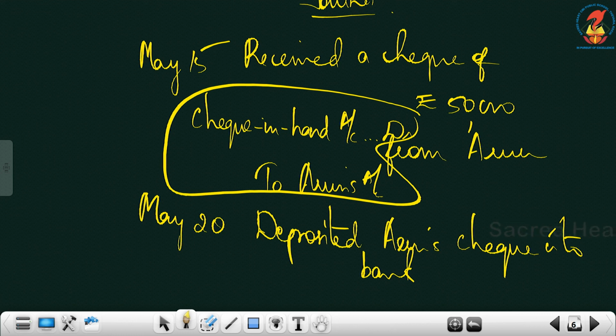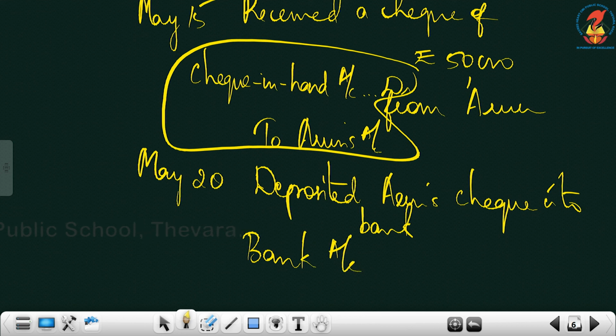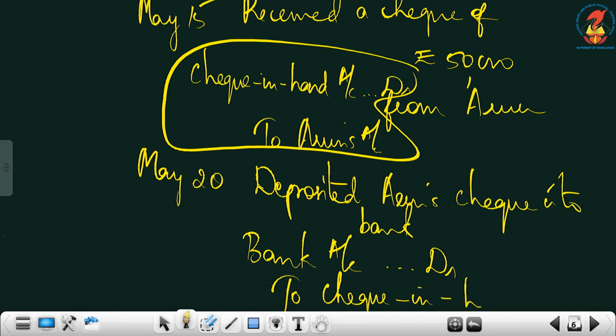Then the next one, on May 20th, when you deposit that cheque into bank, now do we have cheque in hand? No. So that account we have to cancel. Cancel means give the opposite aspect. You have to credit cheque in hand. What will you debit? It's the bank account that is increasing. So you must write bank account debtor to cheque in hand. When should we write like this? If the cheque is not deposited on the same day.